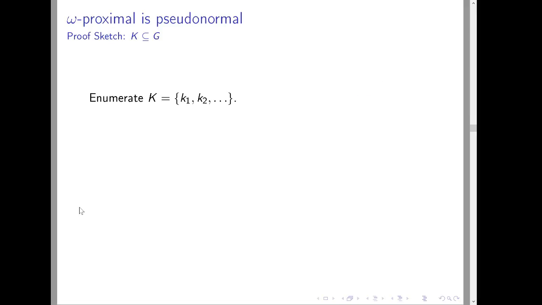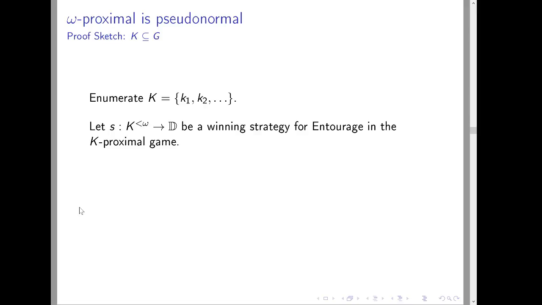So here's the plan. K is countable, so I can enumerate it. And the space X is omega proximal, and K is at most countable, so I know there's a winning strategy for Entourage in the K proximal game. I'll call that strategy S, for strategy. And the idea is to define a very nice descending sequence of entourages, which are elements of the special base. So D1 containing D2 containing D3.